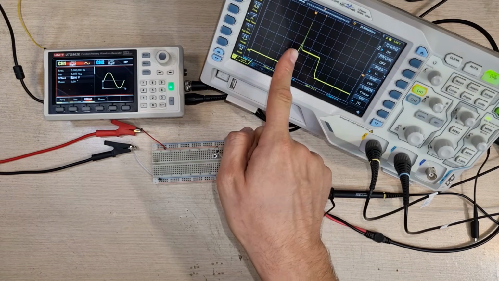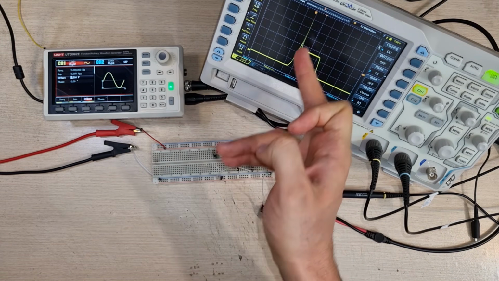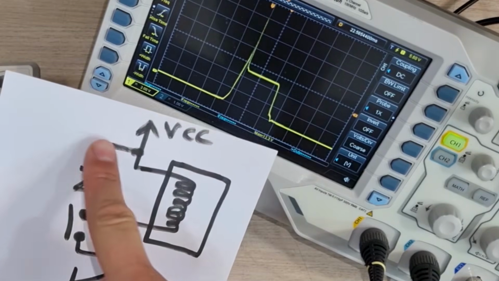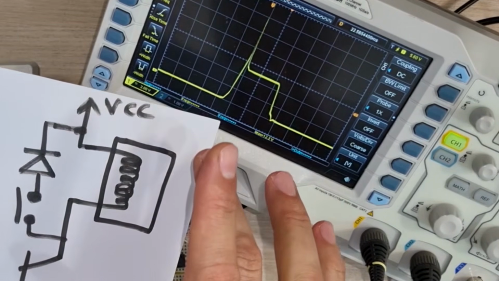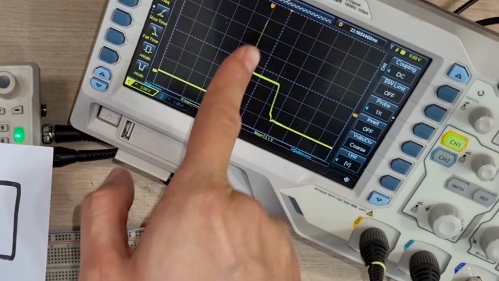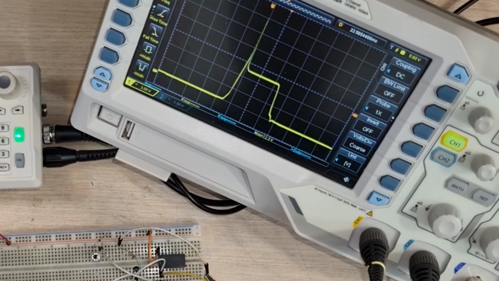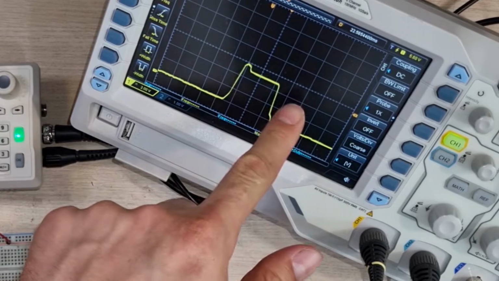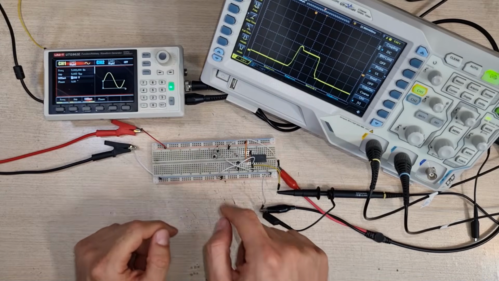Look at this spike here. It's about 10 volts. When you press the tactile switch, the diode will enter the circuit and eliminate the spike. This is the magic of diodes. Look here. The spike is gone.